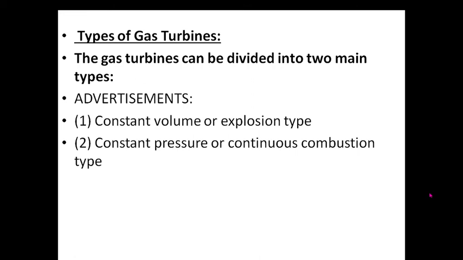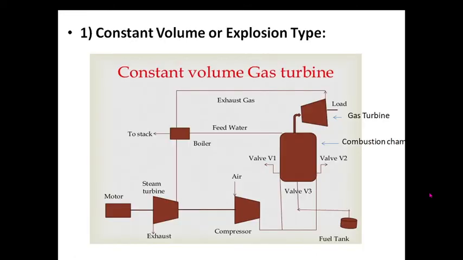So gas turbines can be divided into two main categories. The first one is the constant volume combustion gas turbine, and the other one is the constant pressure or continuous combustion type gas turbine. This is the simple diagram for the constant volume or explosion type of gas turbine. Here there are three important main components. The first is the combustion chamber, then the gas turbine, and the compressor. The air is sucked in by the compressor. The compressor compresses this air and sends it to the combustion chamber through valves V1 and V2.